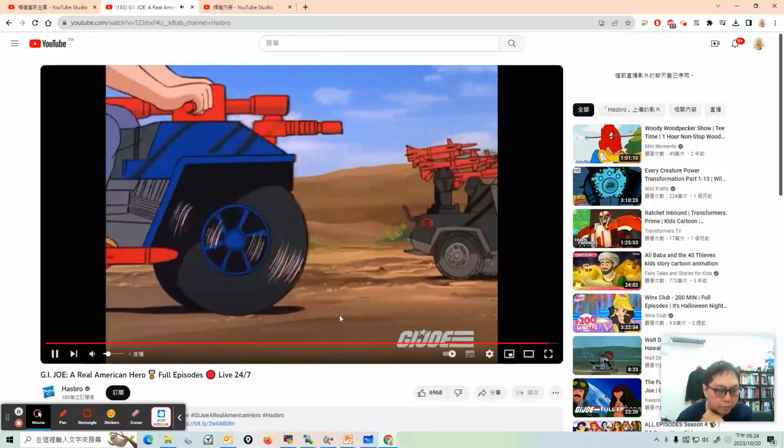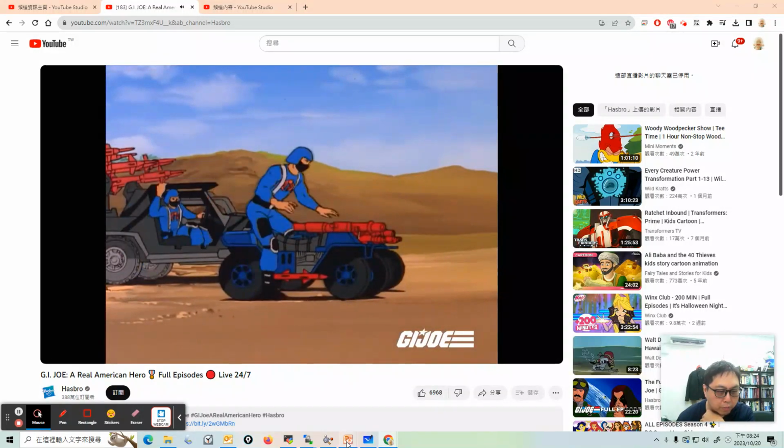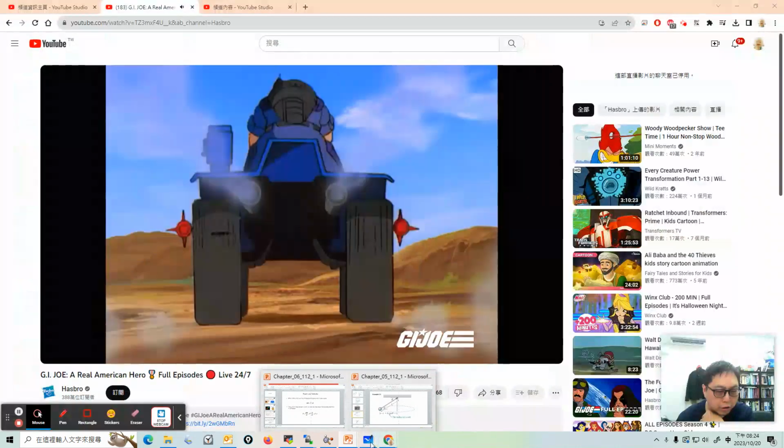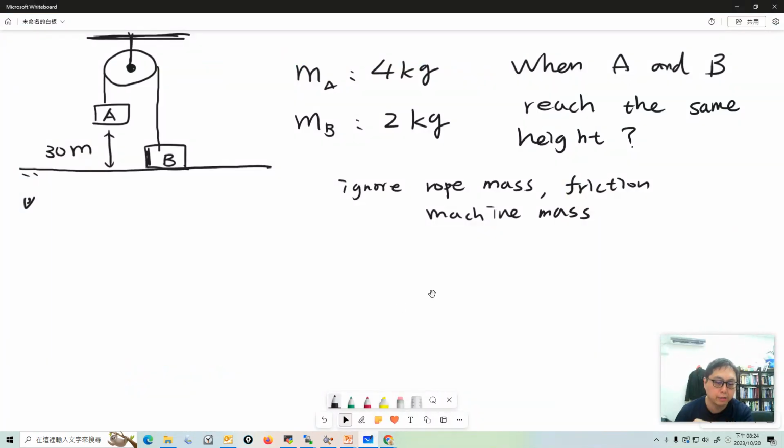Hello everyone. In this video I'm going to talk about an example of Newton's second law. I use this Atwood machine to do the demonstration. This is a very typical Atwood machine. There is a pulley here, and a rope connects the two objects A and B. This is the initial setup of the Atwood machine.